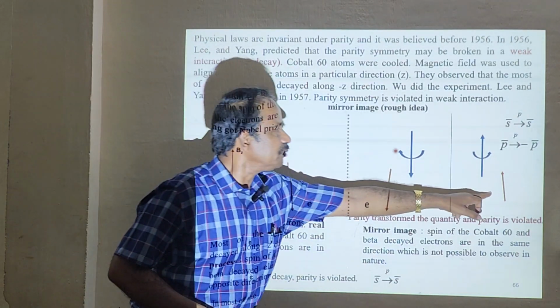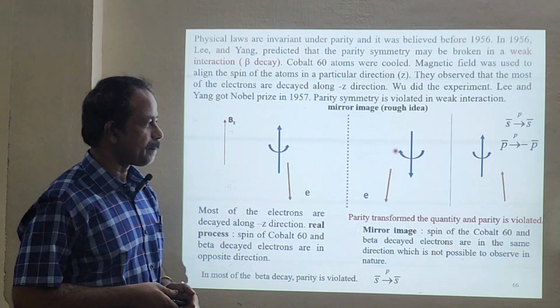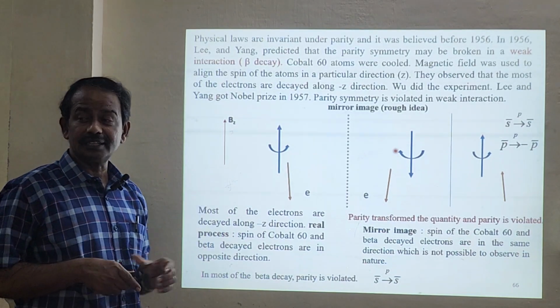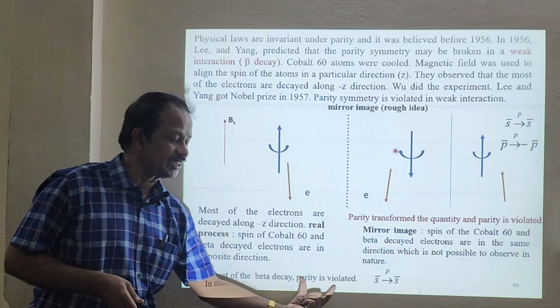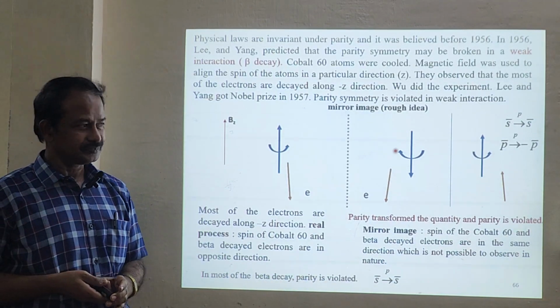So this is exactly the mirror image. See, the mirror image of this. So that's why they concluded that for the weak interaction, it fails. The parity doesn't work. Parity is violated. Parity is violated. They just concluded.